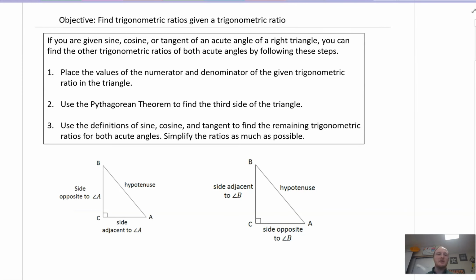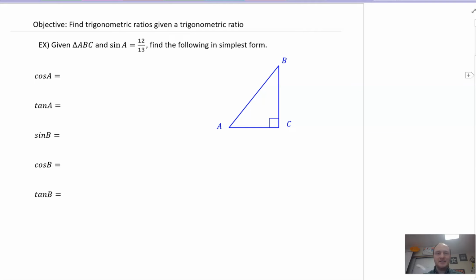If we are given sine, cosine, or tangent of an acute angle of a triangle, we can find the other trig ratios of both acute angles by following these steps. One, place the numerator and the denominator of the given trig ratio in the triangle. So if I'm given tangent of A is equal to 2/3, then I know that tangent is opposite over adjacent. So the numerator 2 is the opposite side, and the denominator 3 is the adjacent side. Two, use the Pythagorean theorem to find the third side. And step 3, use our sine, cosine, and tangent definitions to find the other ratios. Let's look at an example.